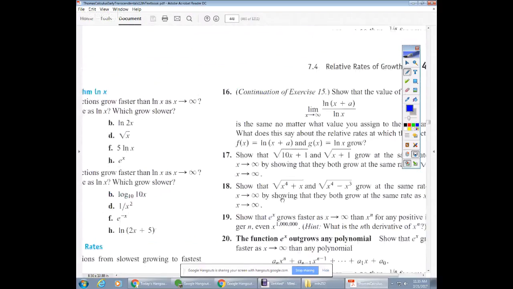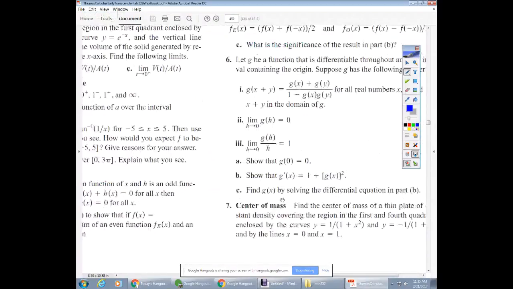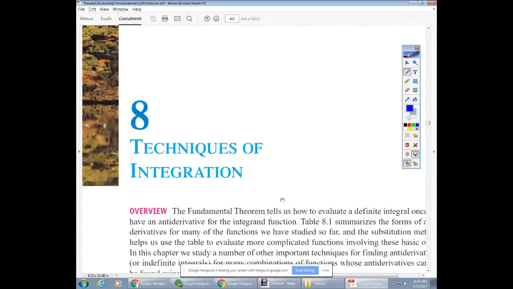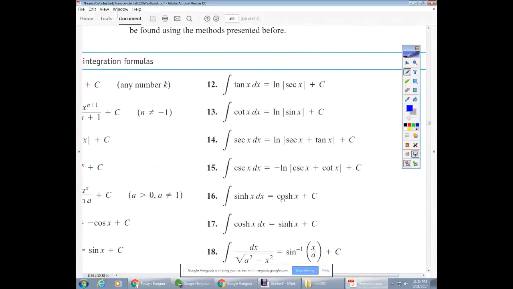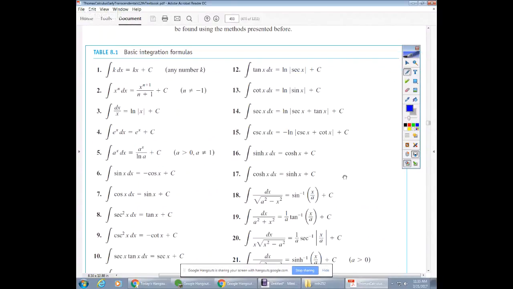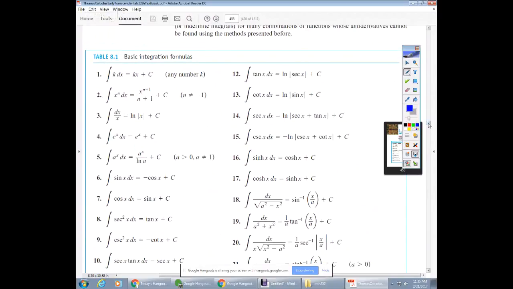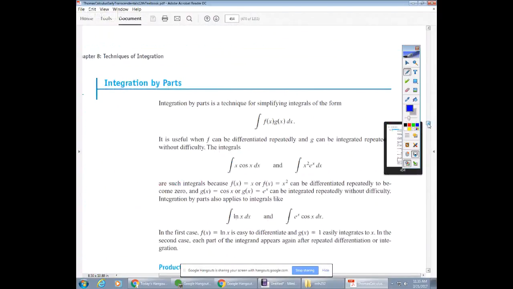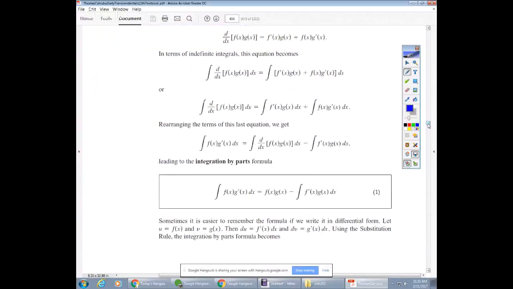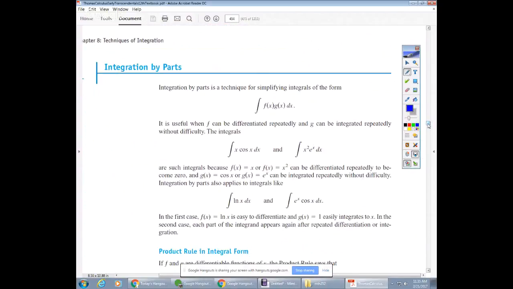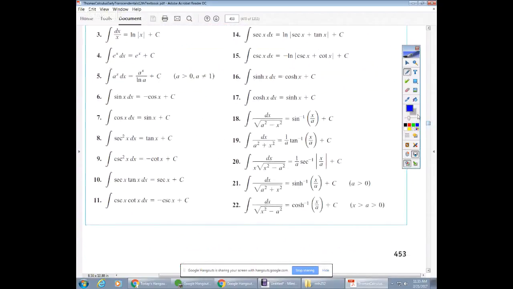Come on, where are you? Chapter 8. There we go. Integration techniques. Okay, so this is another good thing to take a look at. Let's zoom out a bit. We have accumulated a whole bunch of formulas over the last 2 chapters. Where'd you go? There it is. Okay.